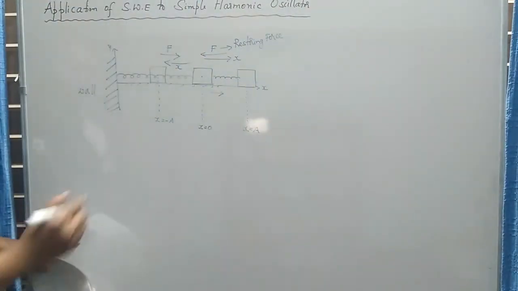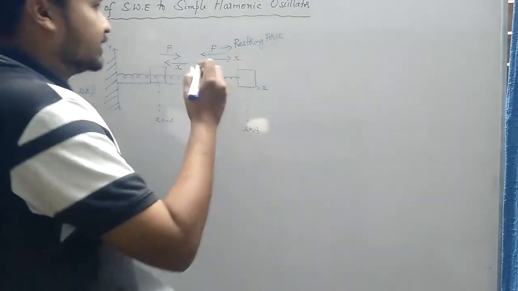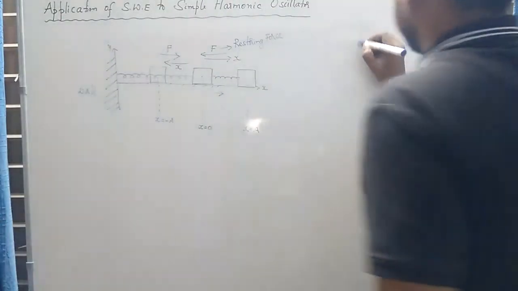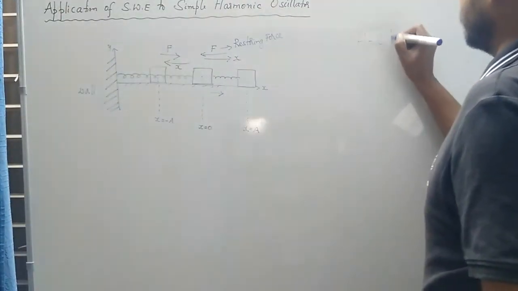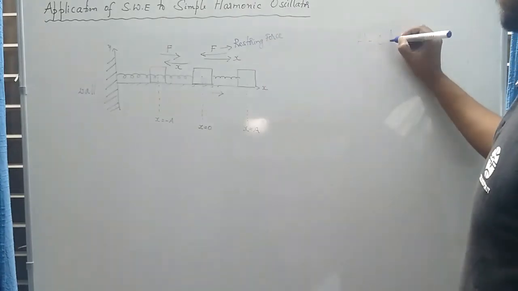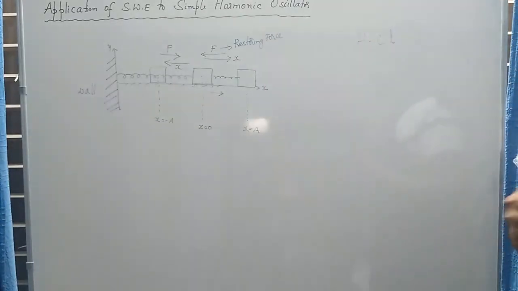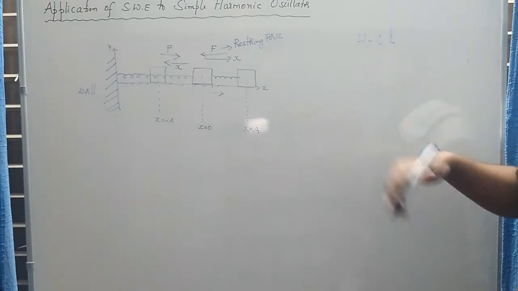Okay. So if I take the HCl molecule, it is a heteronuclear diatomic molecule. What do you mean by heteronuclear diatomic molecule? It is made up of two different types of atoms or different types of nucleus.